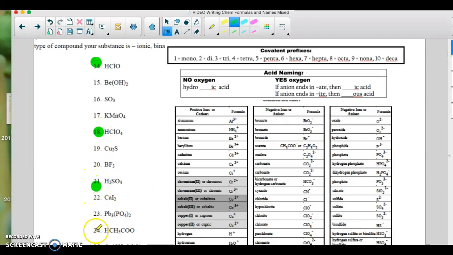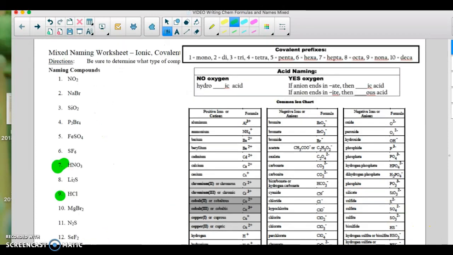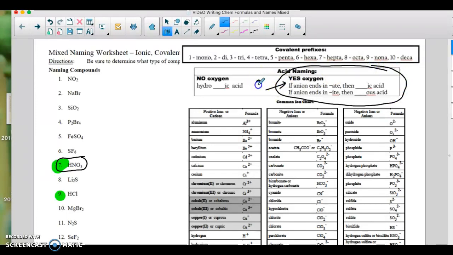So once I have done that, then I'm going to use my orange sheet to help me figure out how to name it. So this acid here has oxygen. So when I use my orange sheet, I'm using this part of it. And this is where I don't use the prefix hydro. So I do not use hydro here.